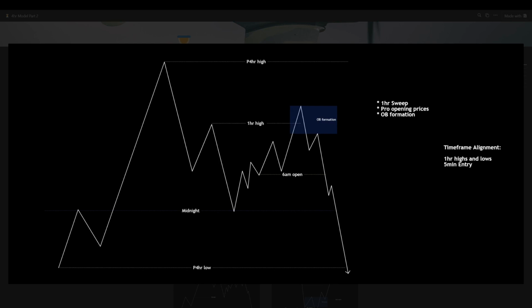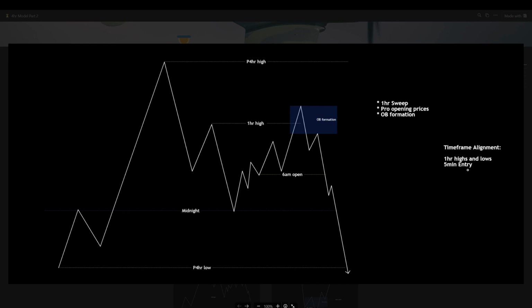So the ideal situation here obviously is we're pro opening prices, okay? You can see 6 a.m. opens up here, runs the previous 1 hour high, we form an order block, we get a nice back test, we're above 6 a.m. open, we're above midnight, everything is lovely, and we run down for 4-hour lows, okay?